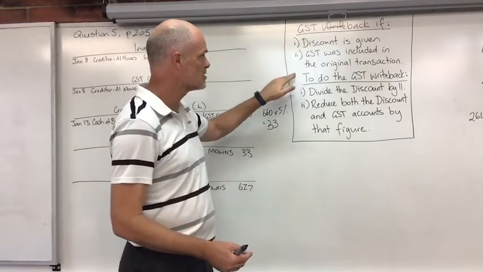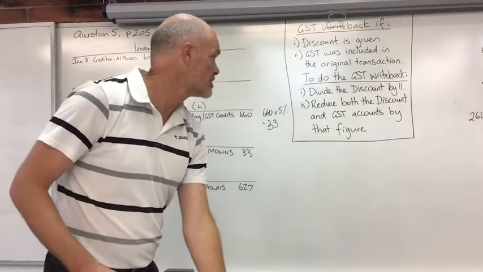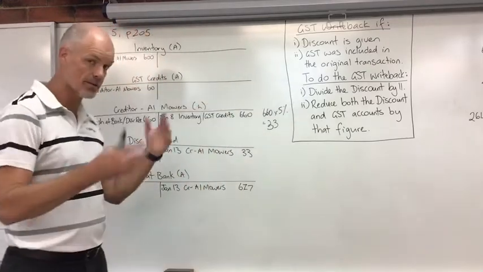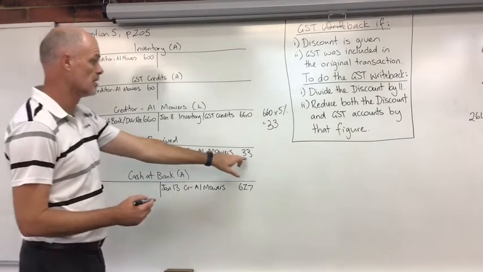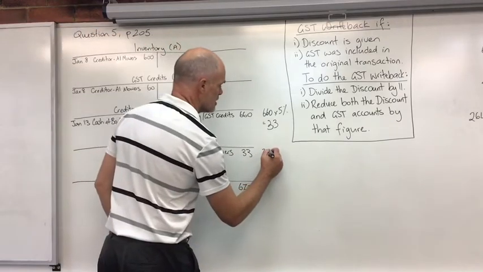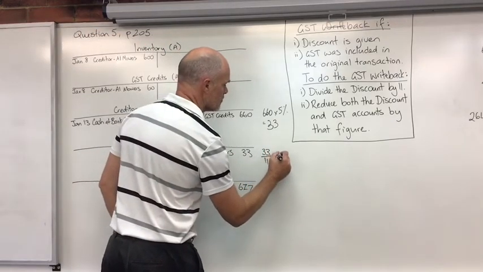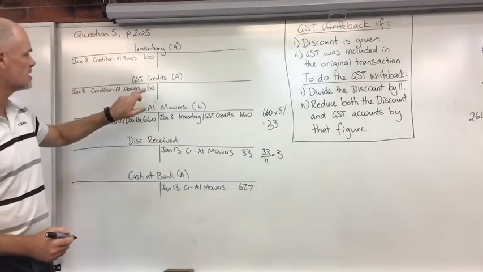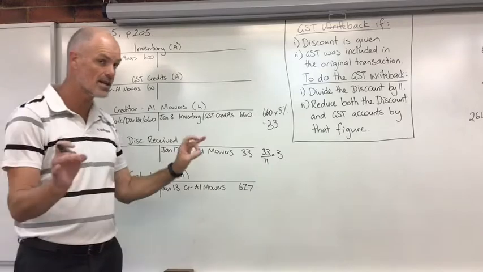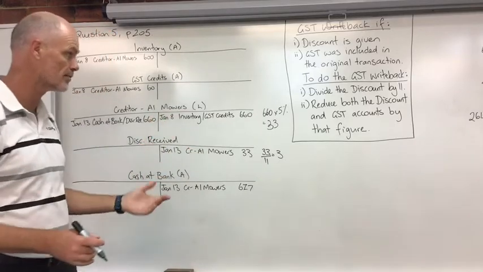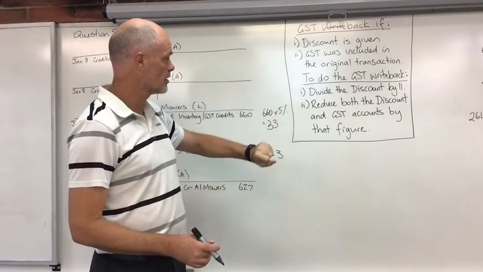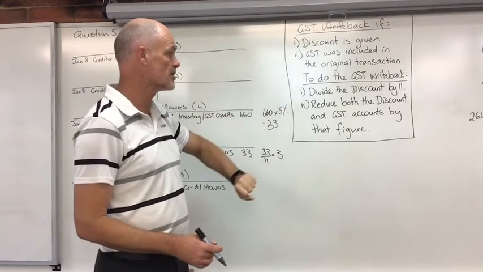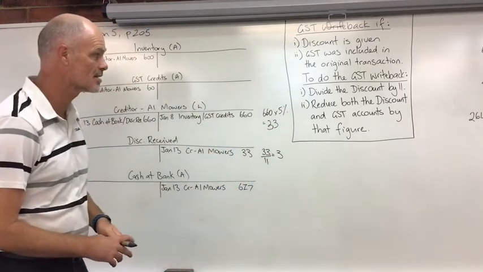So how to do the GST write-back? We divide the discount by 11 to find the GST component. So the discount of 33, we divide that by 11, and $3 of the GST amount we didn't ever pay, so we can't claim it from the government. So therefore, now we've got the $3, we need to reduce both the discount and the GST accounts by that figure.